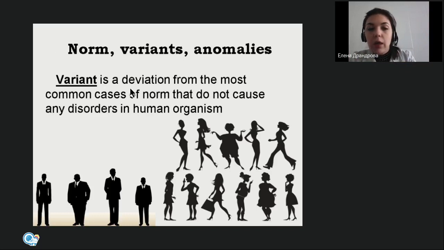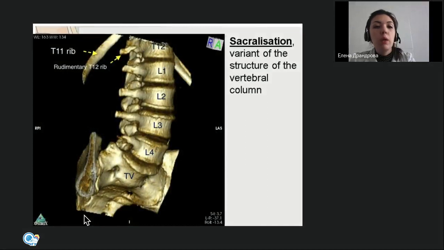So variant is a deviation from the most common cases of norm that do not cause any disorders in human organism. So if we are different, but both of us are healthy, it means I have one variant and you have another variant of norm. And variants are also studied in normal anatomy. At the first practical lesson in normal anatomy, you will discuss such a case, for example, sacralization. It is the variant of the structure of the vertebral column.